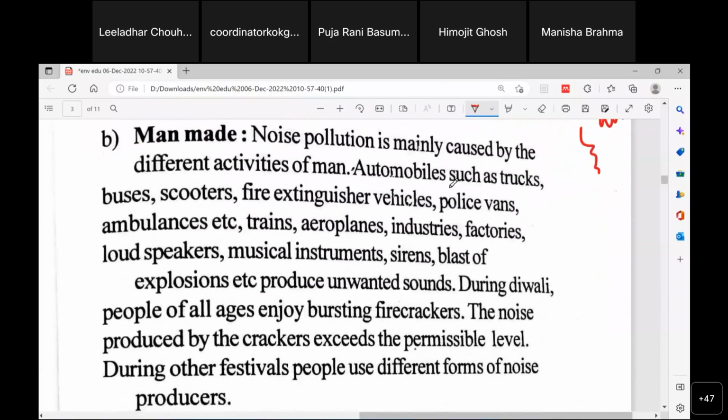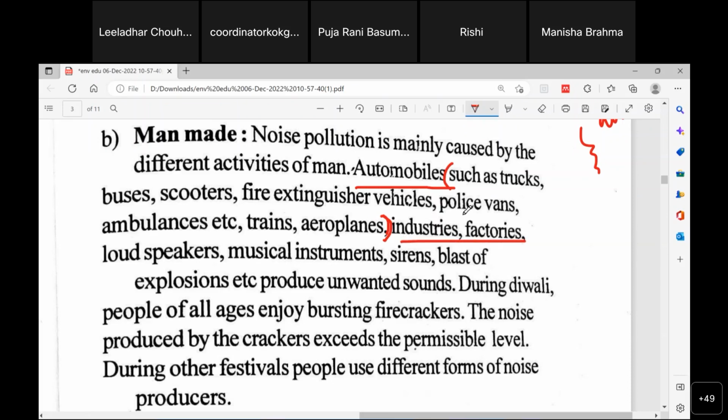So what are the man-made sources? Automobiles. Automobiles means transportation systems: truck, bus, scooters, fire extinguisher vehicles, police van, ambulance, train, aeroplane, etc. So from here you can see these are transportation systems. Up to this, all these are transport systems or traveling. Then come industries and factories, another category which creates a huge amount of noise.